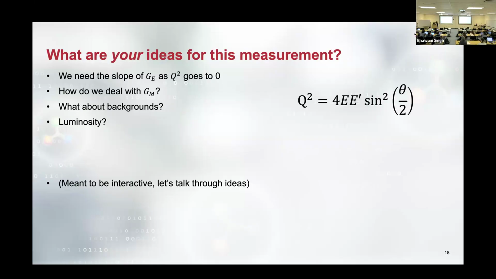So we need, where'd that pointer go? We need the slope of GE as q squared goes to 0. We need to deal with the magnetic form factor. Need to think about backgrounds and luminosity. I threw up q squared here so that we can talk about it, it's pretty clear how you get to 0. You've got 3 lever arms: E, the beam energy, E prime, the scattered electron energy, and theta, the angle. And so we want to get q squared as low as possible.